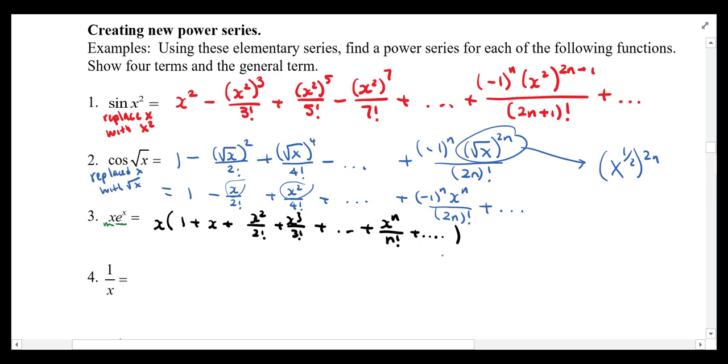And of course, if you want to expand this out or multiply this out, then x plus x squared plus now x cubed over 2 factorial plus x to the 4 over 3 factorial plus dot dot dot. And then now, instead of this x to the power of n, you have an extra x, so x to the power of n plus 1 over n factorial plus dot dot dot. And that is your new power series.